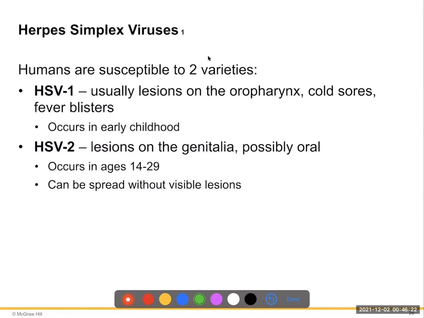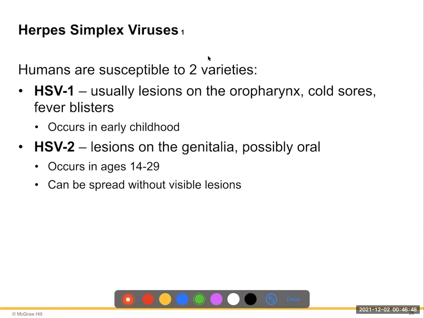Humans are susceptible to 2 varieties of the herpes simplex virus, HSV1 and HSV2. Okay. HSV1 is your lesion on the oropharynx, your cold sores, your fever blisters, your canker sores up in the mouth. It occurs in early childhood. I mean, 95% of all kids get primary HSV1, because kids put things in their mouth. They go to preschool, they share things, and it gets transferred.